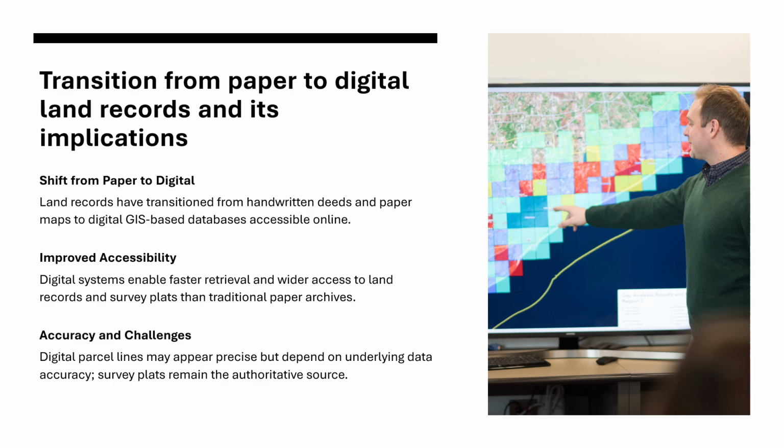This transition has made research easier, but also introduced new challenges. Digital systems allow wider access, but they can also give a false impression of precision. A parcel line on a GIS viewer looks authoritative, but as we've emphasized, it is only as accurate as the underlying data. The survey plat remains the gold standard, and it's the surveyor's responsibility to ensure that the digital version reflects reality.